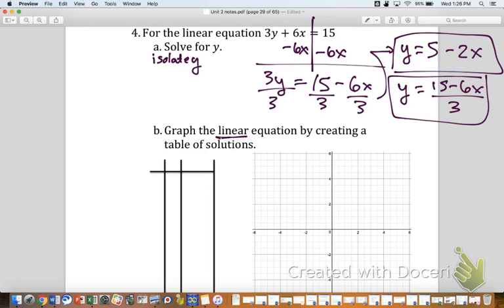So I am going to put x's in that column, y's in that column. This last column would be x comma y. It'll give me the point in the ordered pair format that we're used to. And so let's see here.